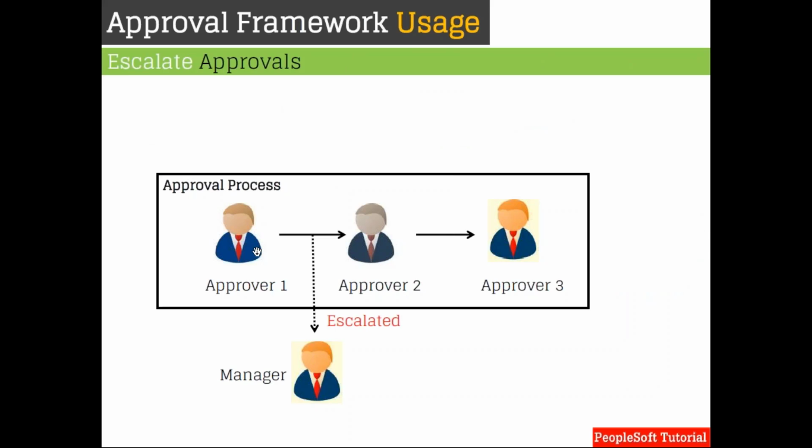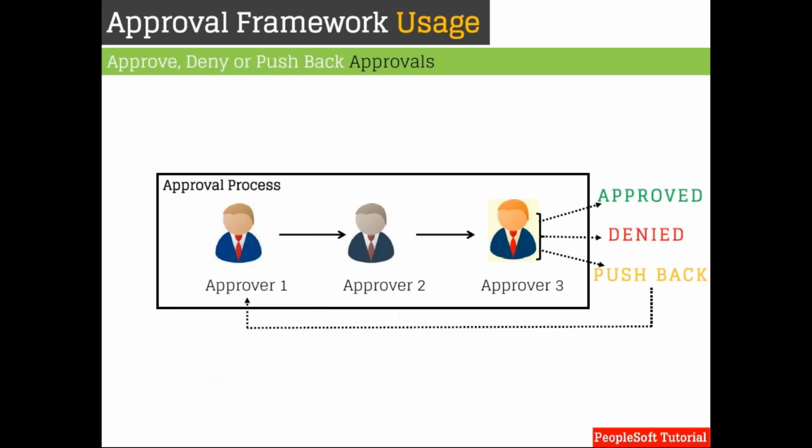Escalate approvals. So if this is the process and say approver 2 is not responding within the time frame, an automatic notification will be sent to another alternate approver, or maybe the manager of approver 2, so that he can either approve or deny or take proper action in this scenario. This will be automated as well: after say 24 hours, if the second approver doesn't reply, then escalate it to some other person.